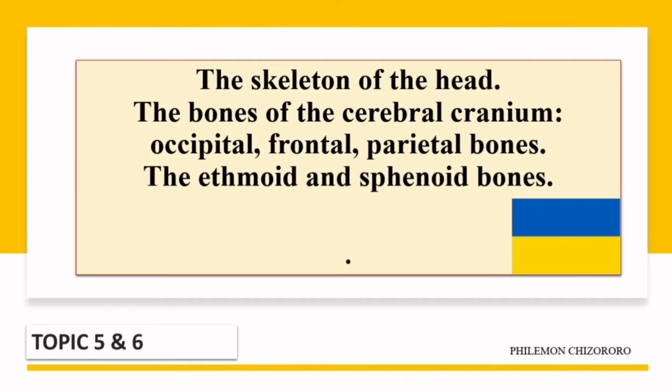In this lecture, we are going to talk about the skeleton of the head. We'll talk about the bones of the cerebral cranium, namely occipital, frontal, parietal bones. We'll also talk about the ethmoid and the sphenoid bones. Right, so according to our syllabus, this is topic 5 and 6.